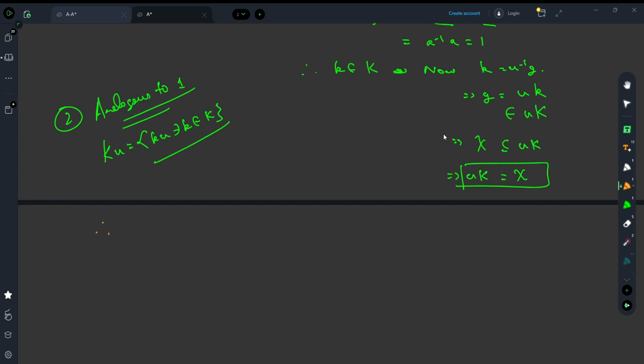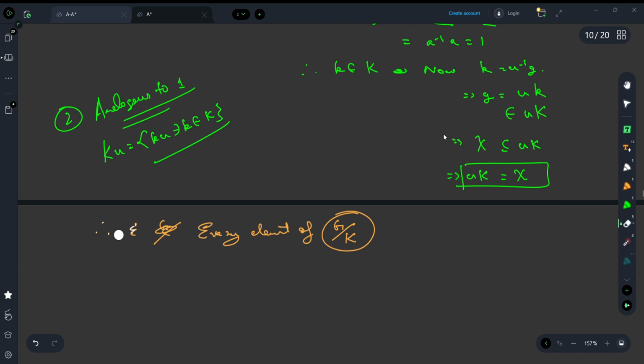Now chi was an arbitrary element from the set of all fibers, right? From the group of all fibers. Therefore, I should write it as every element of G mod K. This is just the notation I have used; it was by far not as defined as it is now. Let me just explain what I am trying to do here.